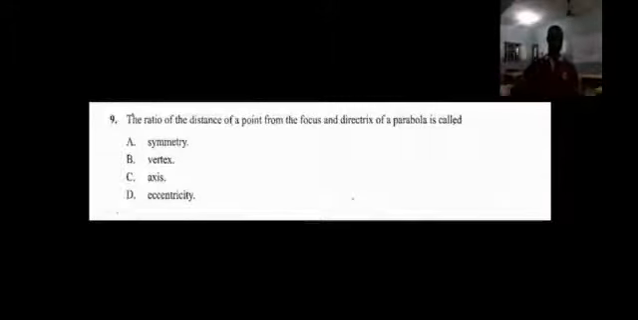Number 9. The ratio of the distance of a point from the focus and directrix of a parabola is the locus. Eccentricity is the answer. That's the ratio. Eccentricity is the answer.